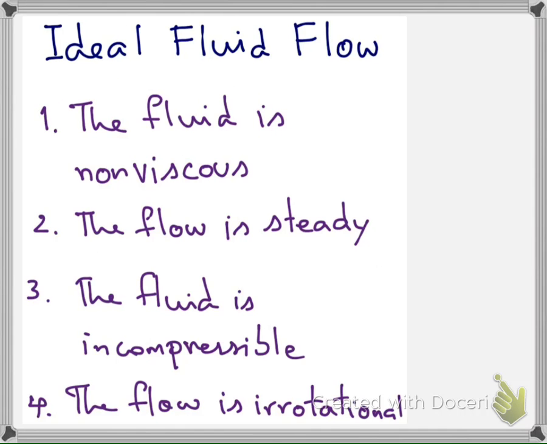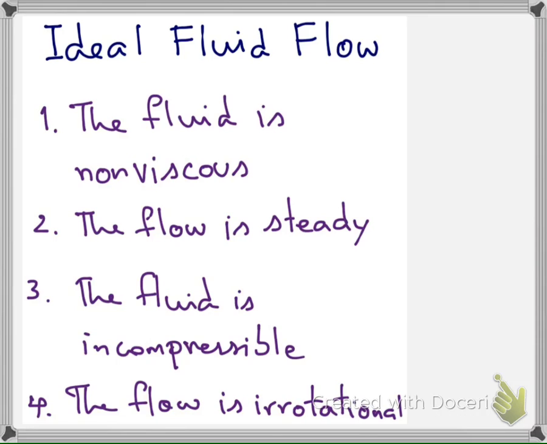Third, the fluid is incompressible. It means that you cannot change the volume of the fluid. You may change the shape of the fluid, but you cannot change the volume of the fluid, so we call it incompressible. And last, the fourth condition is that the flow is irrotational. It means that you don't have any rotation in the fluid, or the fluid does not rotate.